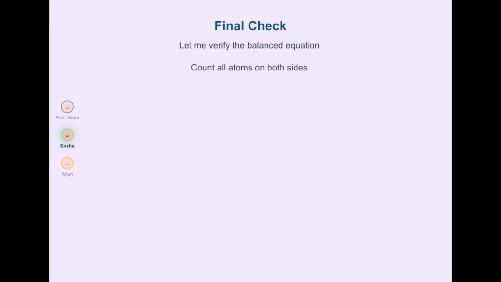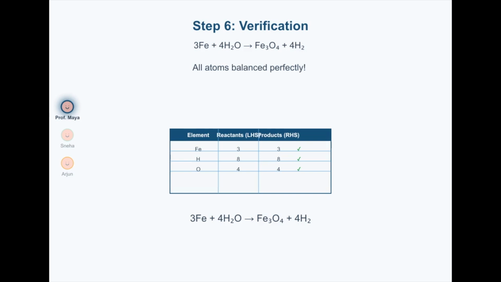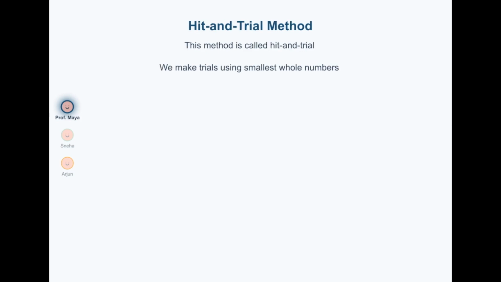Let me verify the balanced equation. Professor Maya, I will count all atoms on both sides to make sure everything is equal. Step 6. Verification. Left side 3 Fe, 8 H, 4 O; right side 3 Fe, 8 H, 4 O. Perfect. This is now a balanced chemical equation. This method is called the hit and trial method because we make trials to balance the equation using the smallest whole number coefficients.